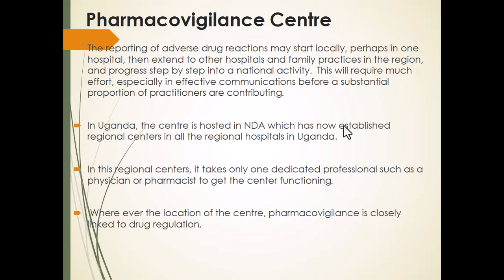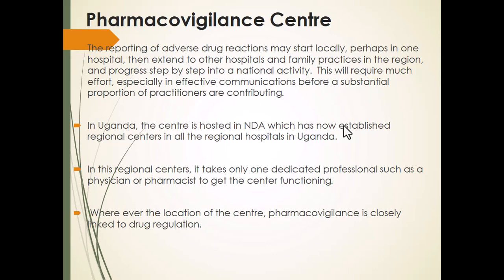It saves a lot. So in Uganda, the center is hosted in the National Drug Authority, which has now established regional centers in all regional hospitals in Uganda. It has an office or a center in every region so that in case adverse drug reactions are identified, assessed, and then reported as early as possible, action is taken to avoid affecting so many other families, so many other hospitals, and so many other people.